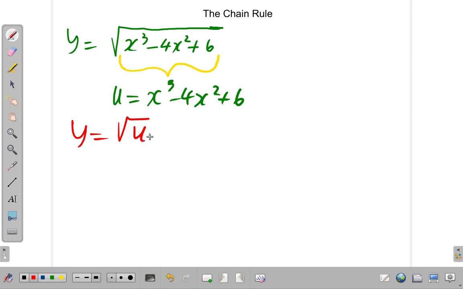What I want you to do right now is to pause the video and finish this working. So go ahead. Okay, good. You have paused the video and you worked this out. What did you get? Let's look at it.